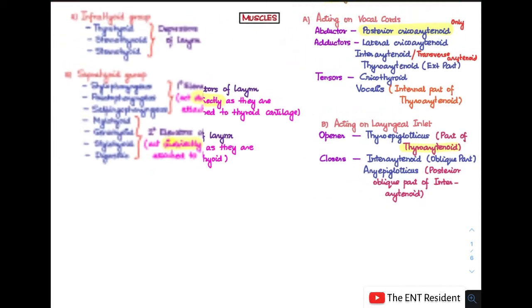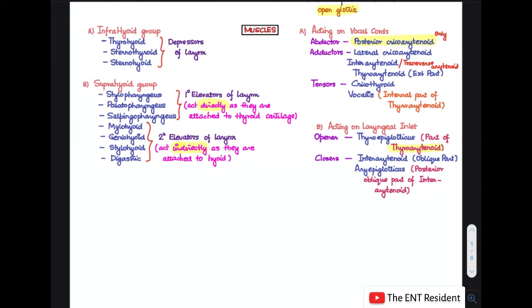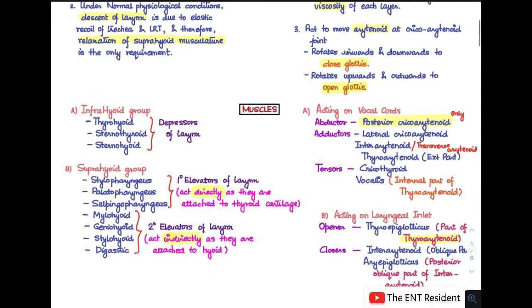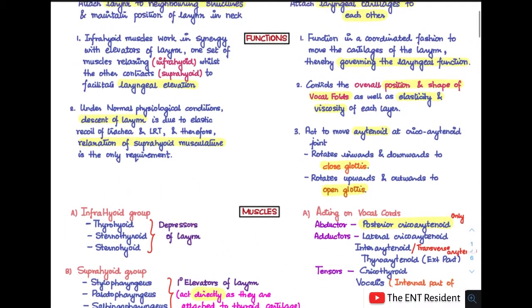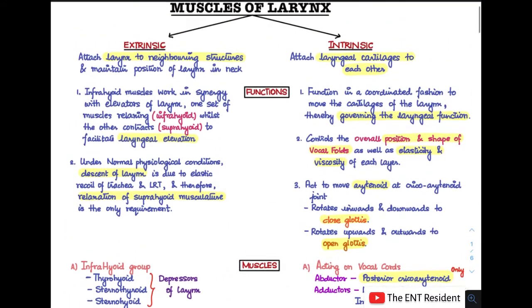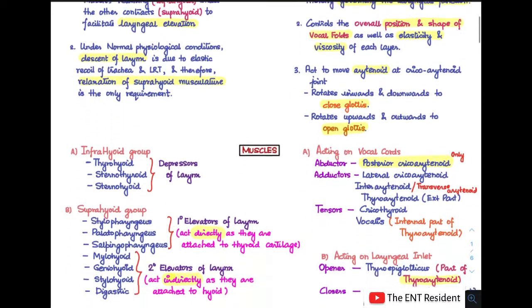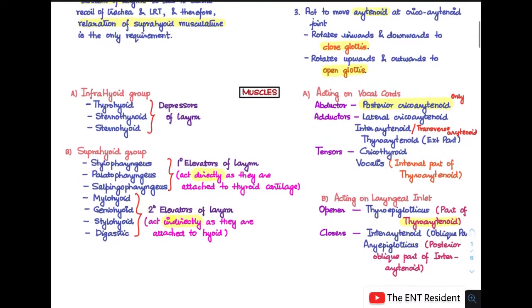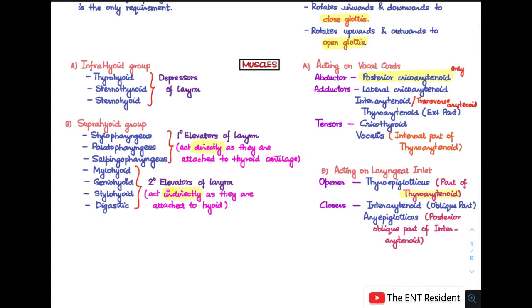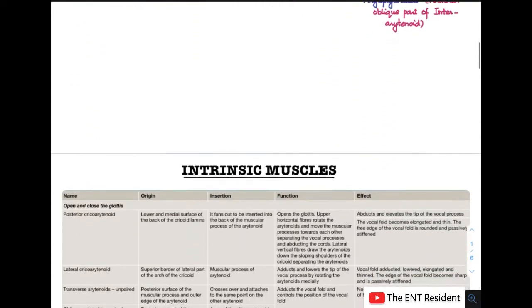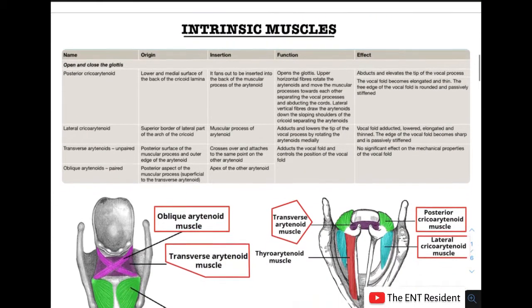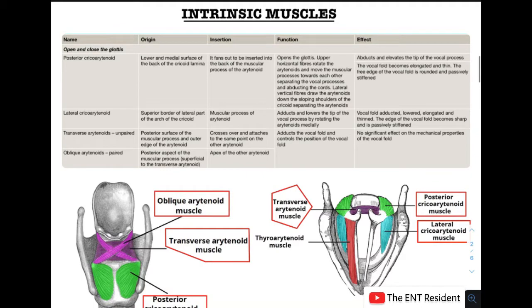So this is, in a nutshell, the different groups of muscles, which are the extrinsic and intrinsic muscles. Why are they called so? What are their functions, and what are the different classifications of the groups of muscles within it? Now we will be discussing each muscle in detail. So first we will be discussing the intrinsic muscles.